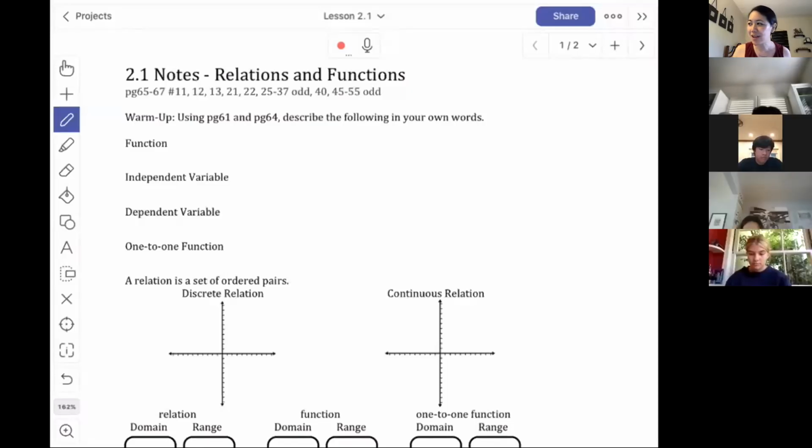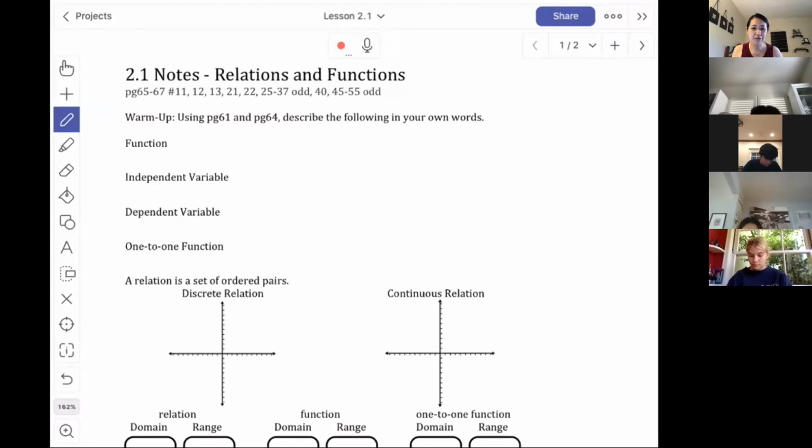All right, so we are talking about 2.1 relations and functions. There's actually multiple things we're going to learn in this lesson. The first thing is, when is something a function versus just a relation? A relation is a little more broad. It can be anything. A function is a little more specific. It has to meet a requirement, okay?